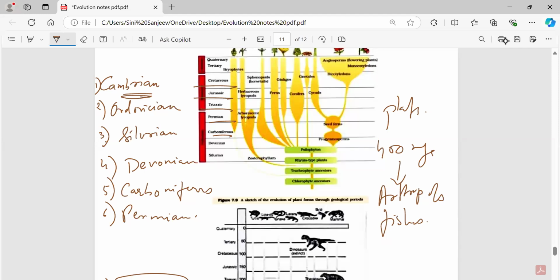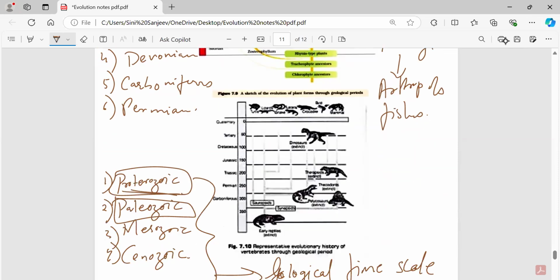Okay, so there was only one step from the single-celled organism to a multicellular or complex organism; it just developed. And lastly came what? Your amphibians, reptiles, whatever is there. So this concludes your second era, which is the Paleozoic era. Then comes, as I told you, lastly came the amphibians and reptiles.